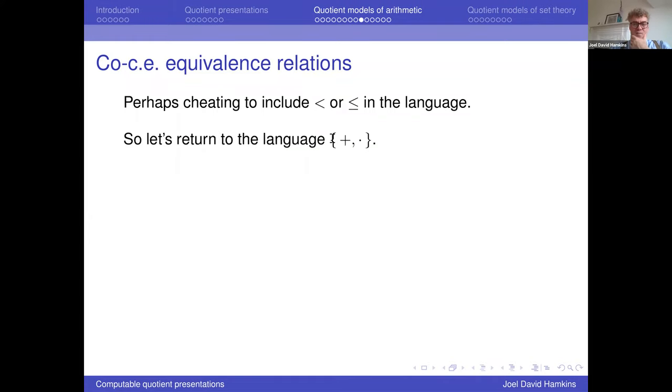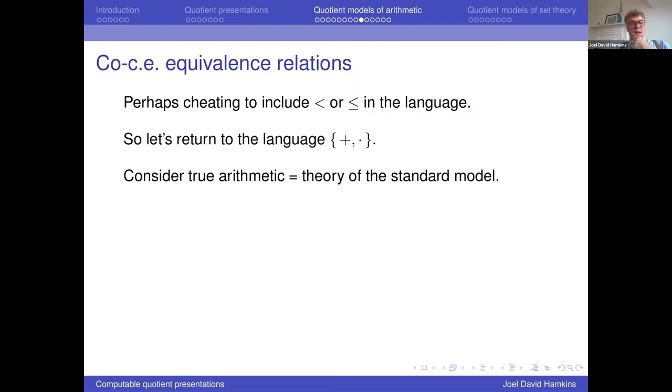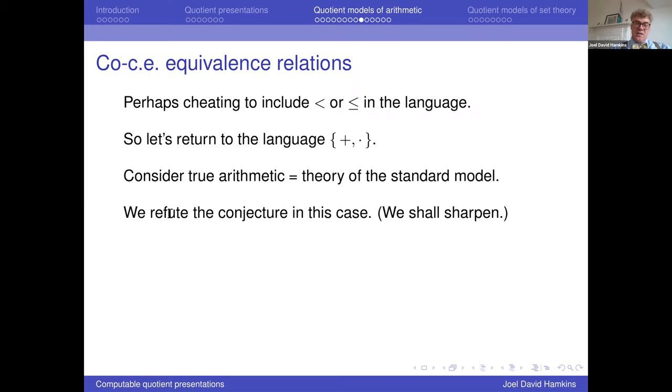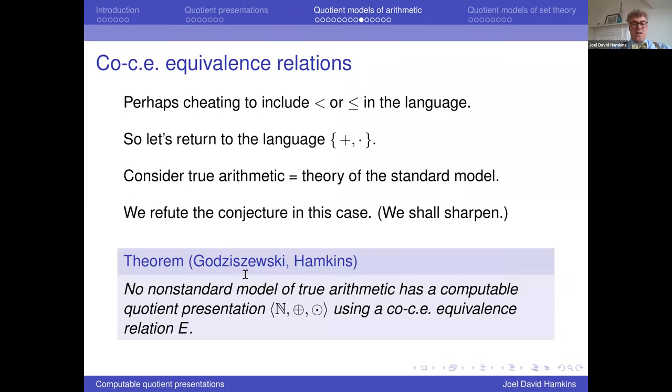So let's go back to the functional language. And I want to prove a version of the second conjecture. I'm going to refute the second conjecture in the case of true arithmetic. So there's no non-standard model of true arithmetic. We're going to sharpen this. We don't need all of true arithmetic, but actually just very little. But let's just first do it for true arithmetic. You can't have a computable quotient presentation using a co-CE equivalence relation.